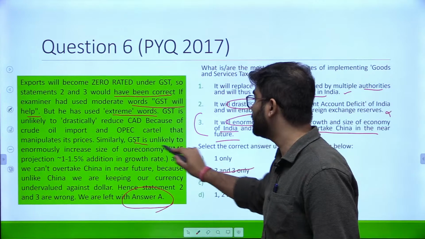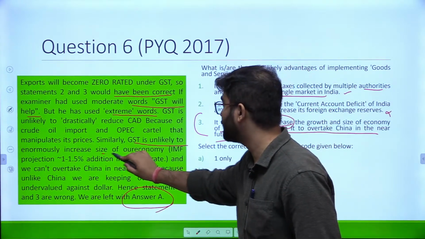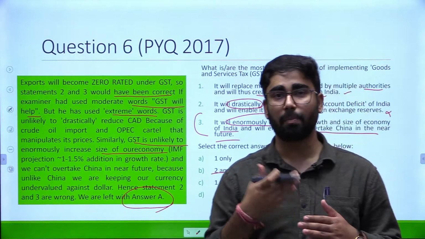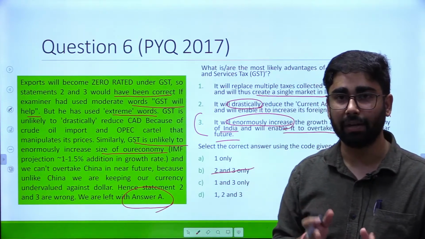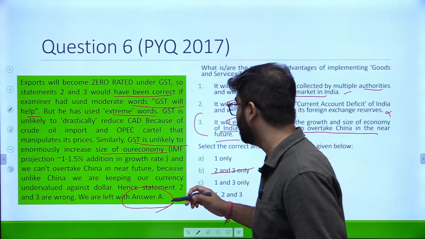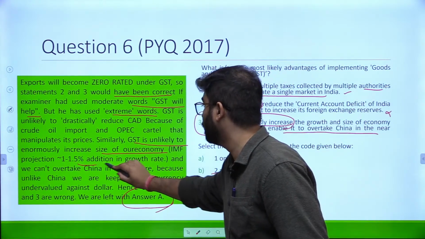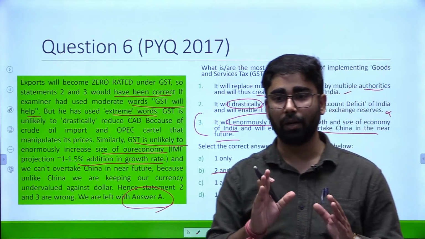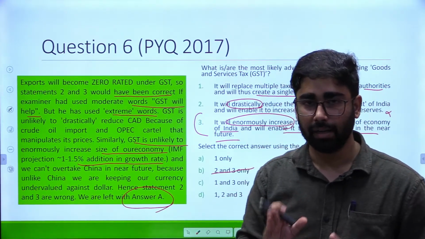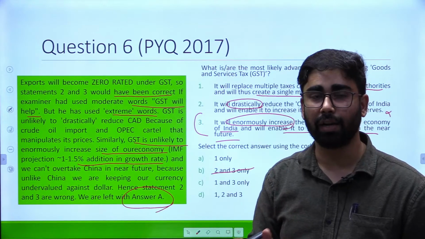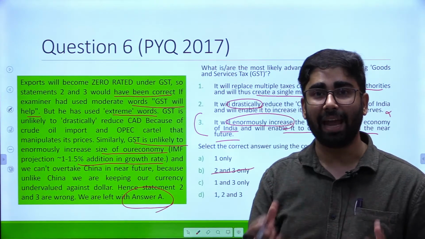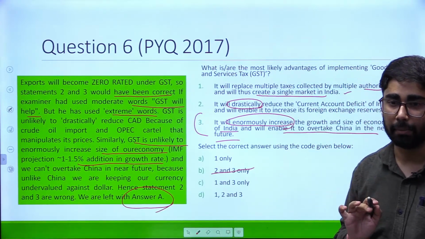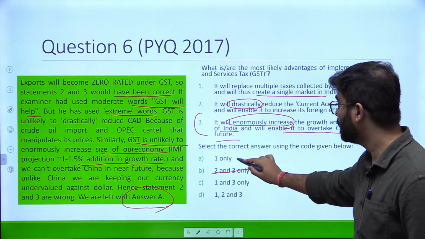Similarly, GST is unlikely to enormously increase the size of our economy. Because we already know the projected rates of growth by different institutions, World Bank and IMF. IMF projection is 1 to 1.5% addition in growth rate. Okay, so if there is a 1 to 1.5% addition in growth rate because of GST, it is not enormous. So we have to steer clear of extreme statements, and that is why the answer is A.